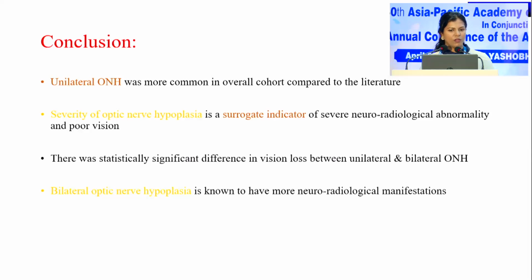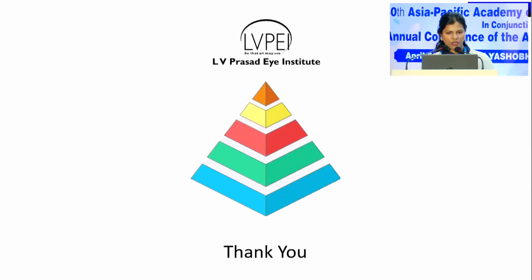Severity of optic nerve hypoplasia was a surrogate indicator for neurological abnormalities, and bilateral optic nerve hypoplasia is known to have more neuroradiological manifestations compared to unilateral. Thank you.